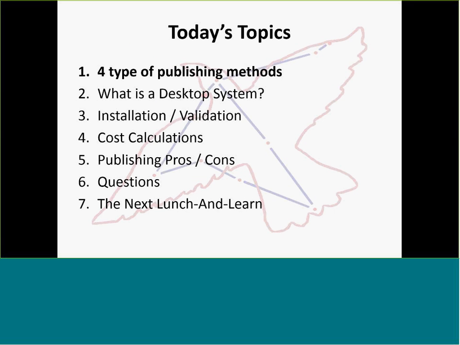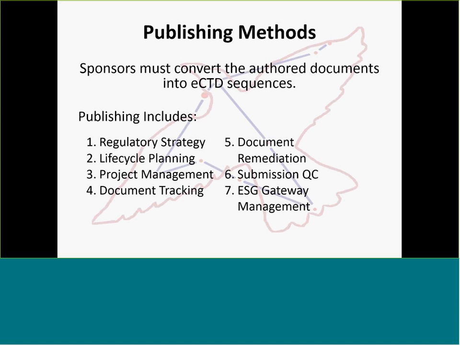So this is a list of today's topics. First, we're going to discuss the 4 different types of publishing methods. Then into some detail about the desktop system, what it is, what it includes. Then a little bit about installation and validation. There are some things to consider for costs. And then we'll do some pros and cons on the desktop system as opposed to other types of publishing systems. There will be time for questions at the end, and of course we'll cover our next Lunch and Learn at the very end.